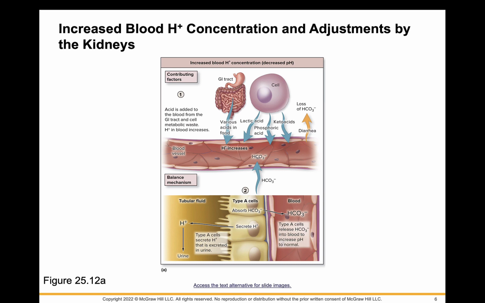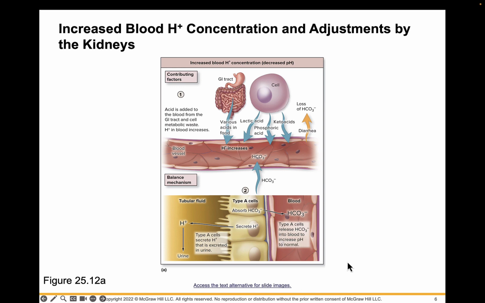Now, we're also talking about the production of these acids due to cellular metabolism, and examples would be lactic acid, phosphoric acid, and keto acid. Now, the other thing to remember here would be the loss of bicarbonate ion. When we are looking at how the kidneys actually regulate hydrogen ion concentration, it happens within the intercalated cells.